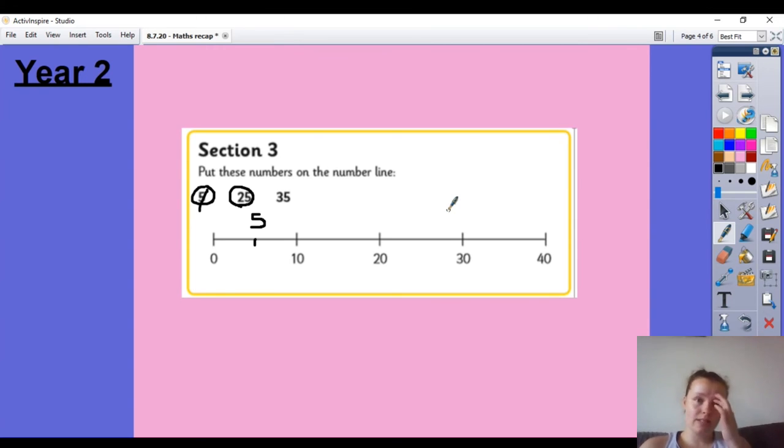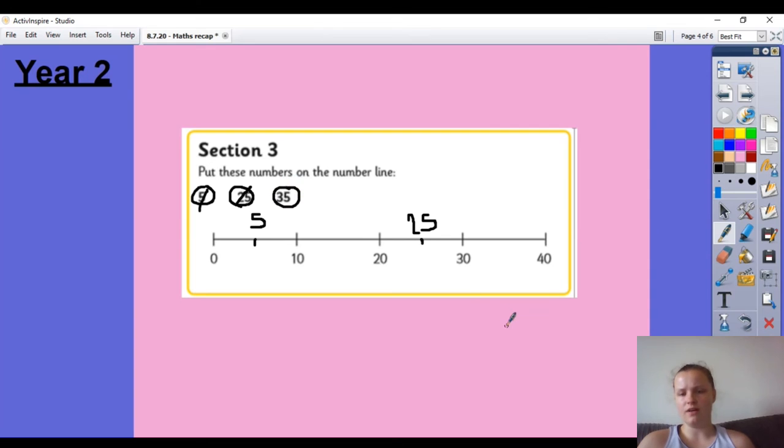Now, is 25 a bigger number than 20? It is, isn't it? So we wouldn't put it here. 25 is a bigger number than 20 because it's got 5 ones as well as the 2 tens. Okay? So again, it's got a 5 in there, so a 5 would be halfway between the 20 and the 30. Okay, so let's put him on there. So it's about here. 25.